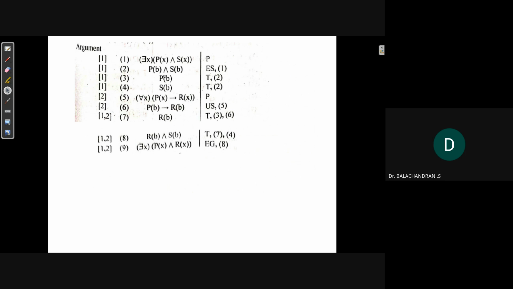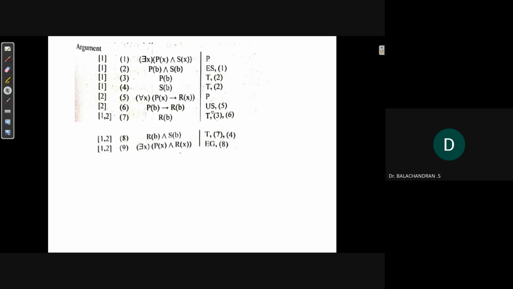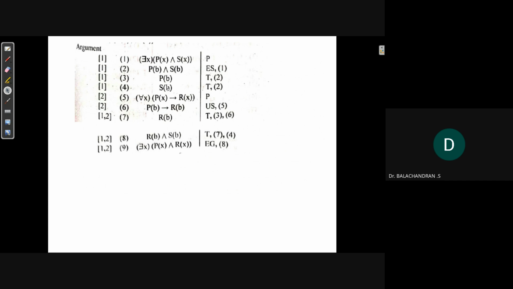Next, P and Q implies P, comma Q. Second premise: for every x, P of x implies R of x. From this, using rule US, I have P of B implies R of B. Now, P, comma P implies Q gives Q. Finally, we need R and S. So S of B is here and R of B is here. P, comma Q implies P and Q.